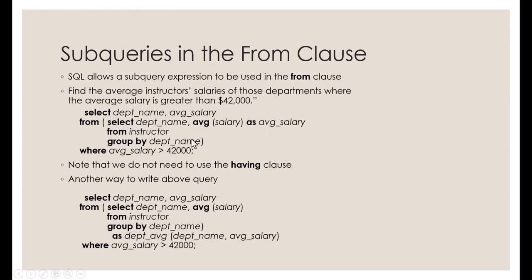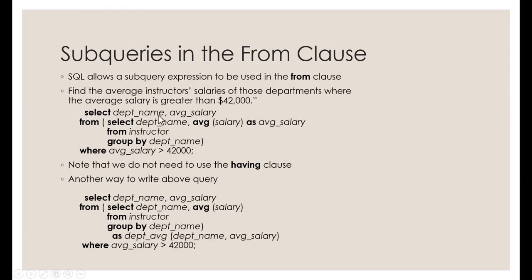Let's take a look at what the subquery is returning in plain English. We are looking for the department name, and then we're using an aggregate function, average of the salary, and renaming it, from instructor, and then we're grouping by department name. This will return every single department and the average salary for the department, right? That's going to be your from clause, where the average salary is greater than 42,000.